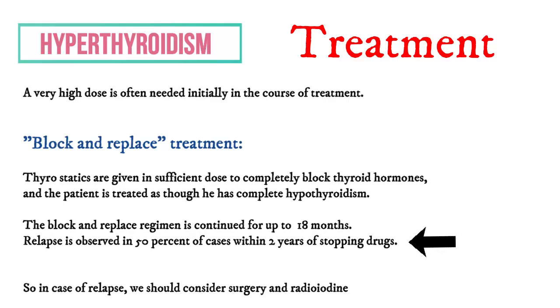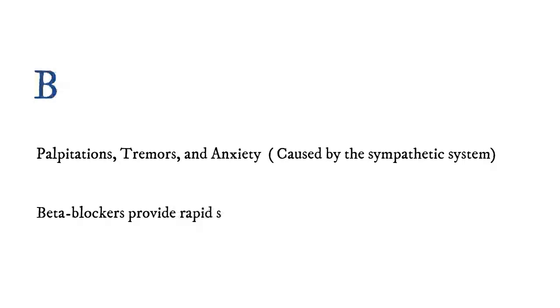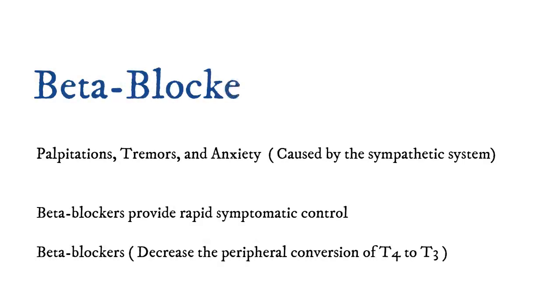Remember that relapse is observed in 50% of cases within 2 years of stopping these drugs. So in case of relapse, we should consider surgery and radioiodine. Beta blockers play an important role. Common symptoms of hyperthyroidism such as palpitations, tremors, and anxiety are caused by the sympathetic system. Hence, beta blockers provide rapid symptomatic control. Remember, beta blockers also decrease the peripheral conversion of T4 to T3.